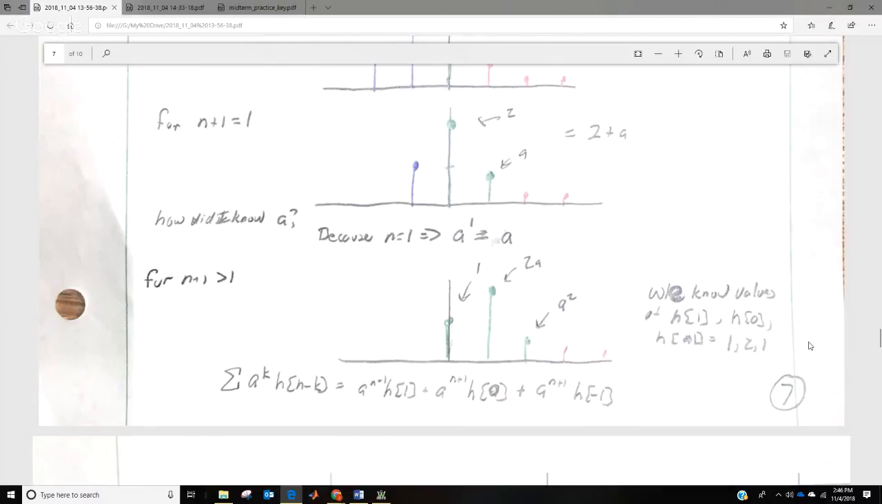So we have to create an equation. We know that this term here is a to the k times h of n minus k. This term here is a to the n minus 1.